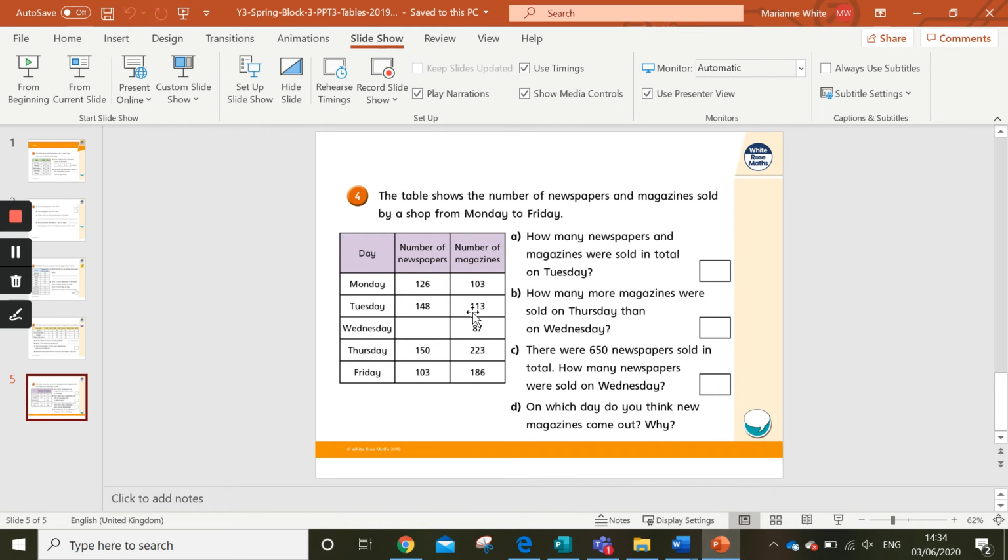So you need to have a look. I'm going to leave you to think about this one now. What would you need to do to find the total number of newspapers and magazines on Tuesday?